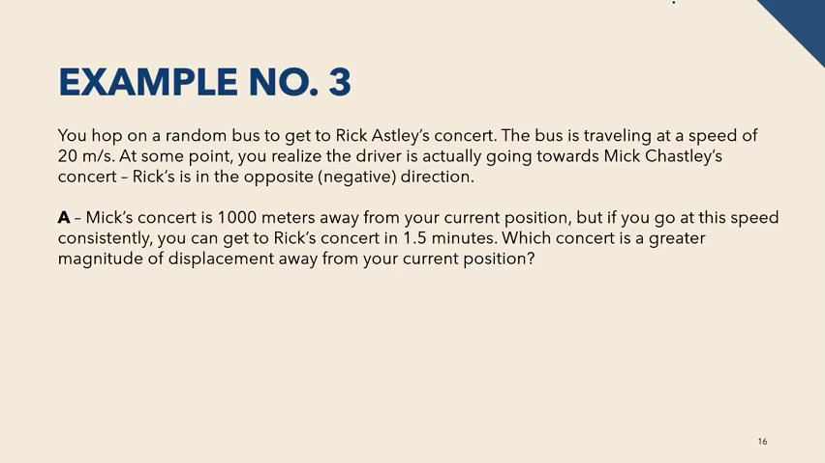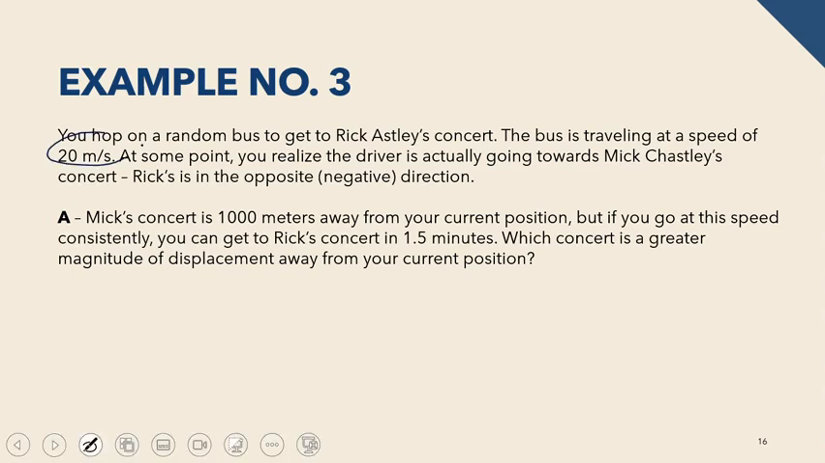Example number 3. You hop on a random bus to get to Rick Astley's concert. The bus is traveling at a speed of 20 meters per second. At some point, you realize the driver is actually going towards Mick Chasley's concert. Rick's is in the opposite or negative direction. Mick's concert is 1,000 meters away from your current position, but if you go at this speed consistently, you can get to Rick's concert in 1.5 minutes. Which concert is a greater magnitude of displacement away from your current position?